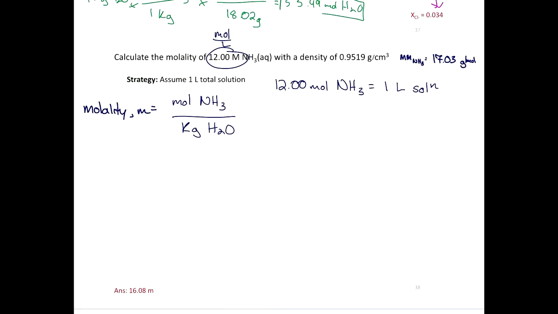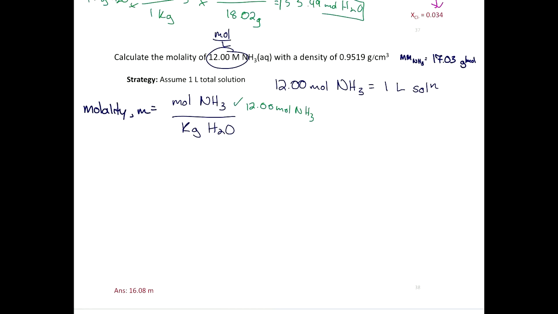12. Yes, 12. So we already have one of these numbers. Which one do we already have? We have the top one, yes. So we have that top value. We know that there are 12 moles of ammonia present in this 1 liter solution. Now the hard part is getting the denominator.